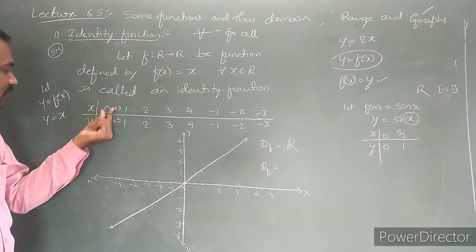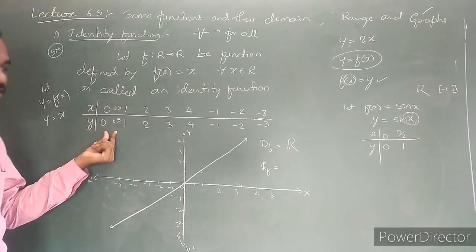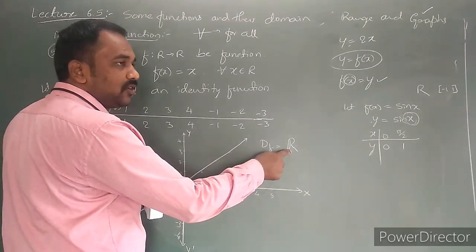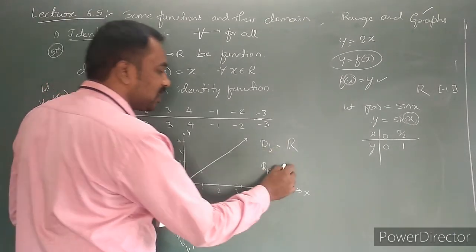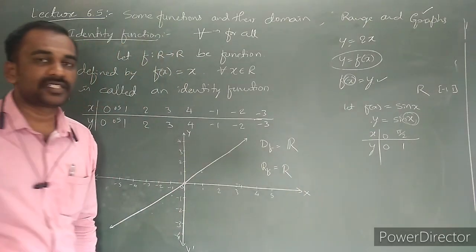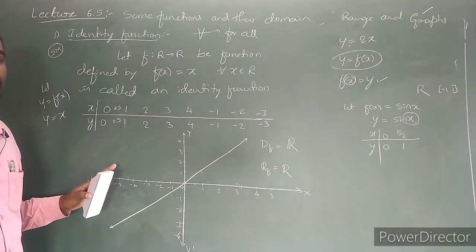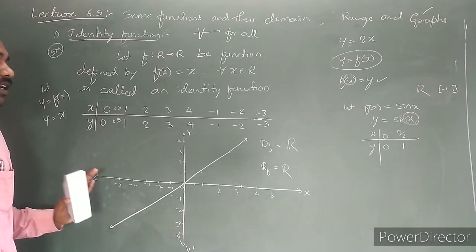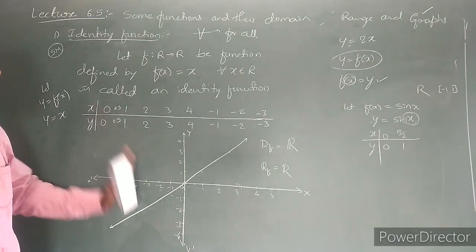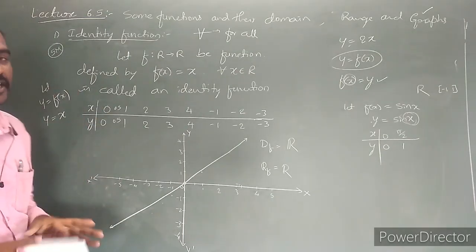Whatever the x value you have chosen, the same y value is there. Therefore, the range of the function is also the set of all real numbers. Is that clear? This is one function compared, that is the identity function.